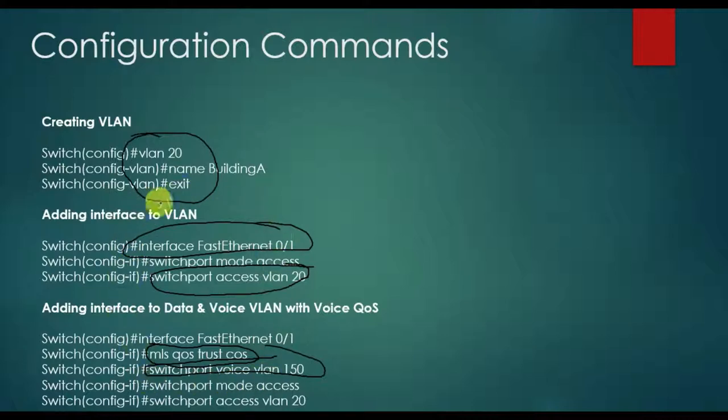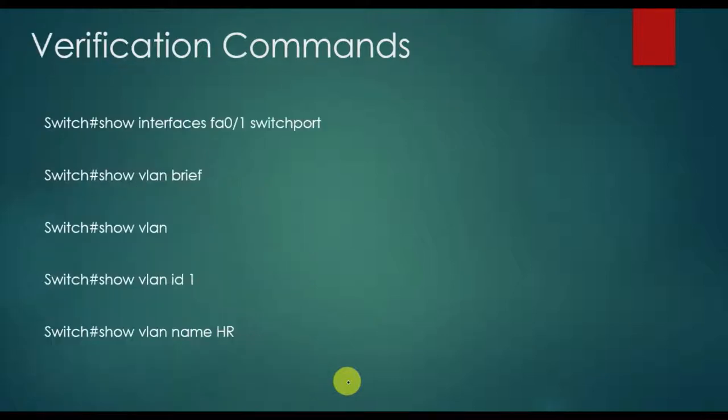Okay, so these are the configuration commands we use for the VLAN: creating a VLAN, adding an interface into the VLAN, and adding an interface for data in the voice VLAN, right? And what are the commands to verify this traffic? This is on my second slide. So these are the commands we can use to verify the configuration, to verify that it's working properly or not.